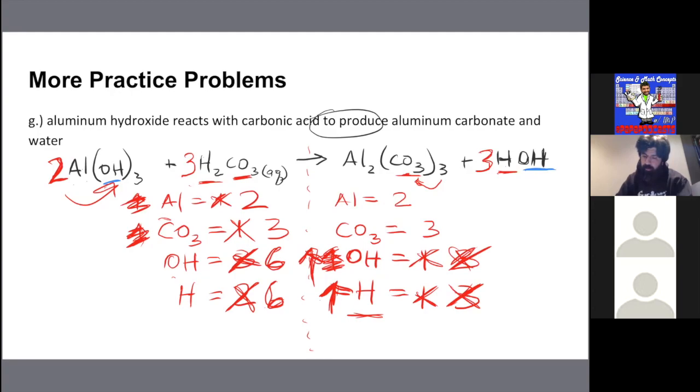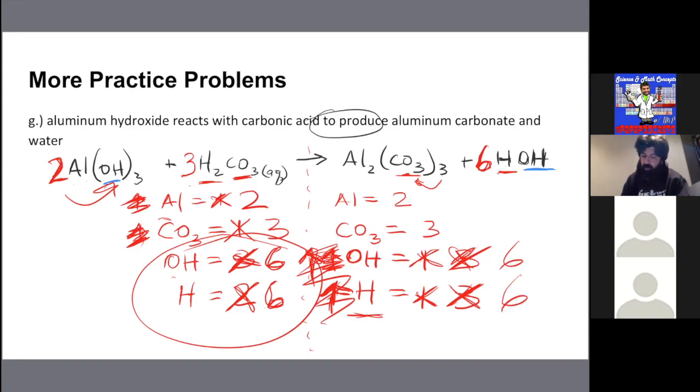So if 3 doesn't work, right? What if 3 doesn't work? What number do I need to put? And that number, remember how I said before, the numbers aren't set in stone. We had a 3 originally there, but it doesn't mean that I can't change it if it doesn't work out with my balancing. Okay, so in the end, now I have my 6s. Okay, so I have 6 hydroxides, I have 6 hydrogens. So in total now, hydroxides, hydrogens are balanced, carbonates are balanced, aluminums are balanced.